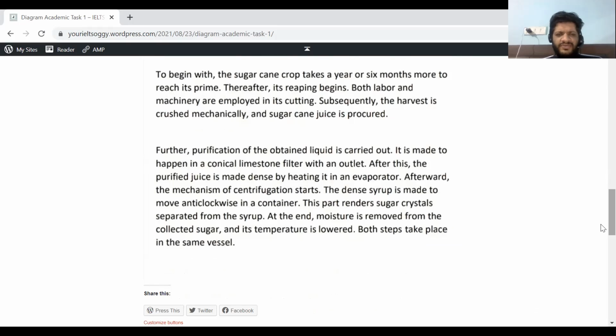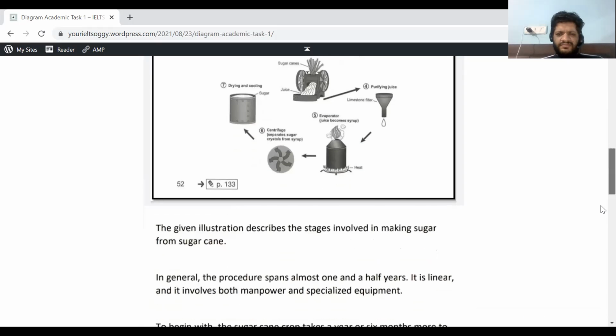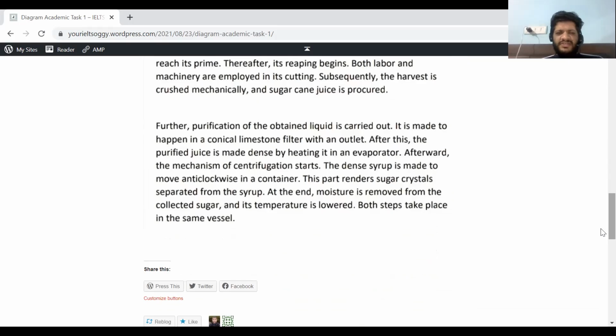After this, the purified juice is made dense by heating it in an evaporator. Of course, syrup is denser than juice. So you can always elaborate, as in expand on the points that are given. Suppose it's becoming syrup, you can say that it is becoming denser. I have not added anything that modifies the qualities. It's all about what is written over there in an expanded form.